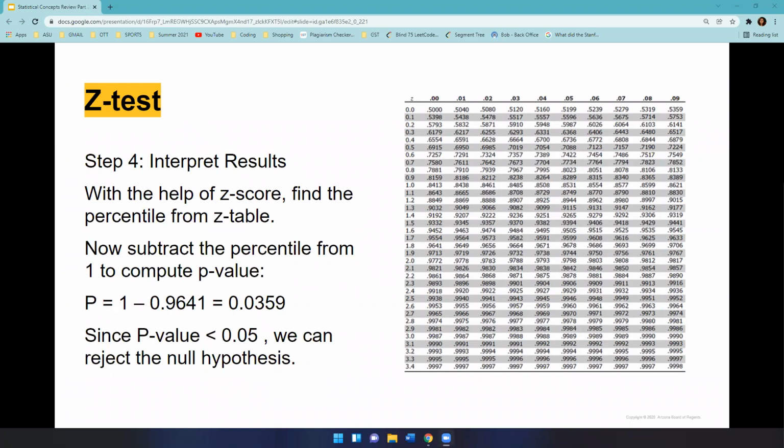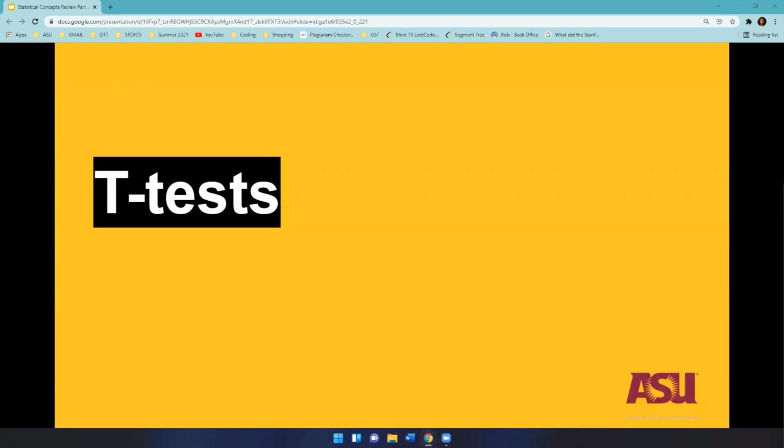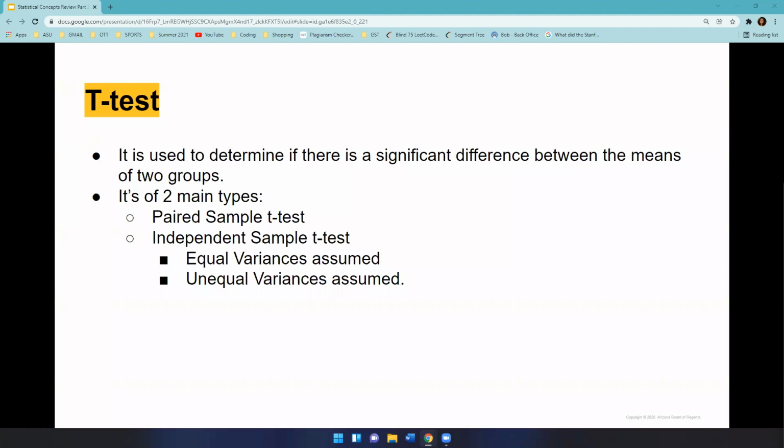So moving on, now moving to t-tests. This is the test which we use to tell how significant the differences between groups are. So suppose we have two different groups and we want to see which group performed better. So to compare the differences between groups, we use t-test. And a t-test could be of different types. One is paired sample t-test, and the other one is independent sample t-test.